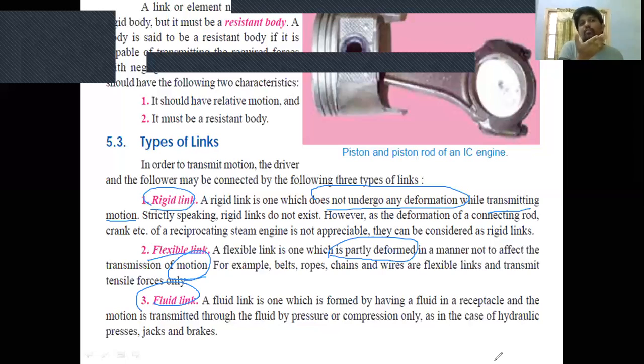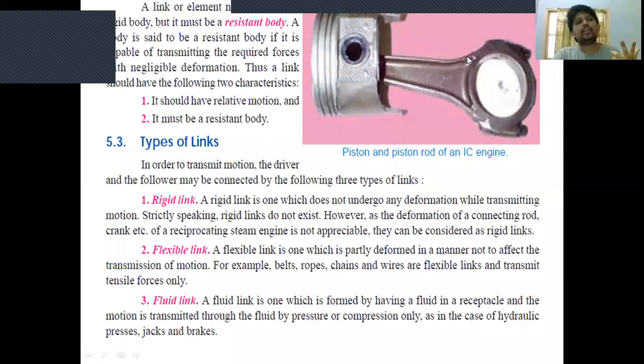That means the floor is one part of a machine, the surface of the machinery or almara is another surface. In between, you will have some fluid. This fluid will act as a link, and then you can easily move the machinery in different directions. That is what you can define as a fluid link. So there are three types of links: rigid link, flexible link, and fluid link.